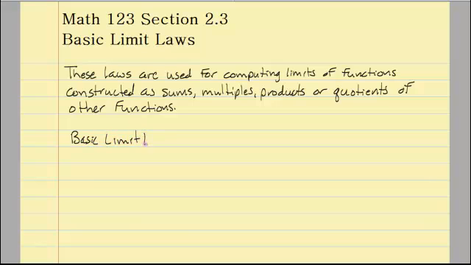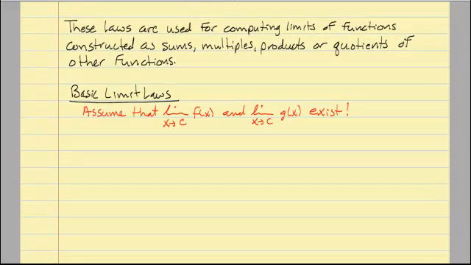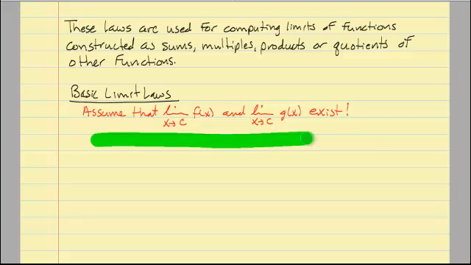The first premise that we look at when we're looking at the basic limit laws is that the limit of each of the individual functions that make up the overall limit must exist. So the way we write that is we assume that the limit of f of x as x approaches some value c exists, and the limit as x approaches c of g of x exists as well. This is very, very important.